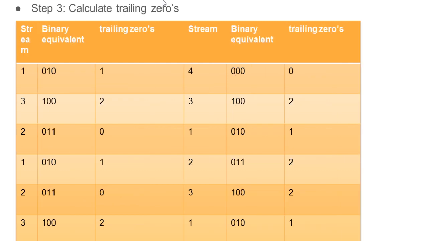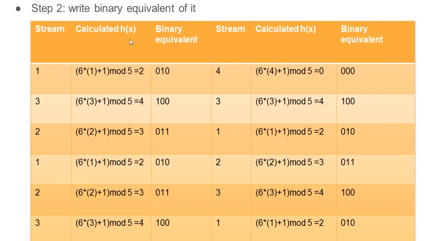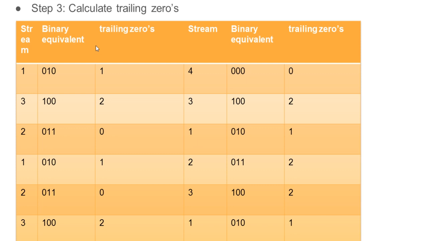You remember in step 3, you will try to find out the trailing zeros. Due to less space, and because I wanted to explain clearly, I have removed the calculated h of x. I have only kept the stream and binary equivalent in the next step. When you are doing it in the exam, you can make a wide table and enter the values. So as you know, for the stream value with binary 0, 1, 0, the trailing 0 over here is 1. Here the trailing 0 is 2. Here there is no trailing 0. For stream 1 there is 1. Here no. Here 2. For 4, 0.